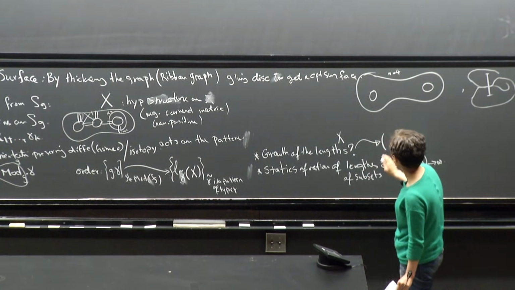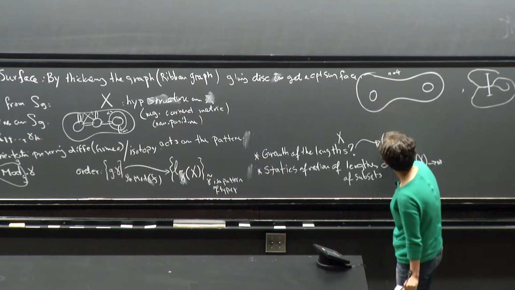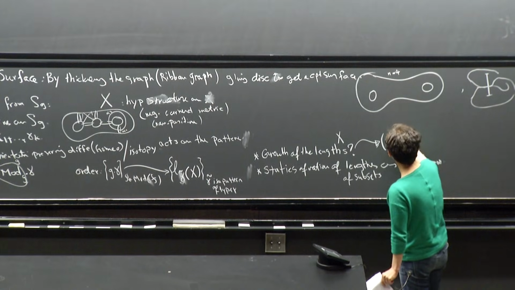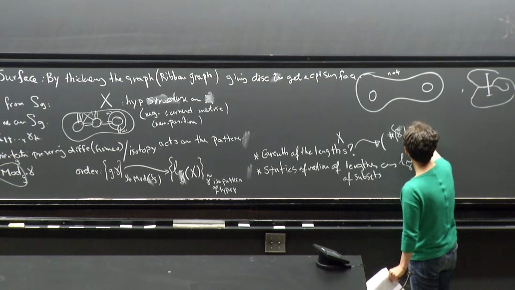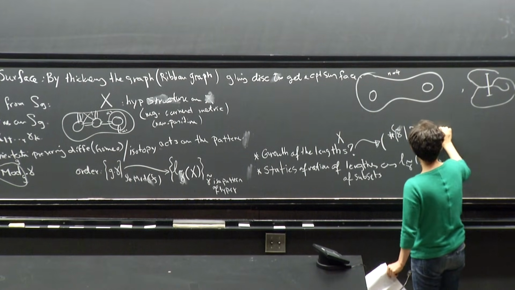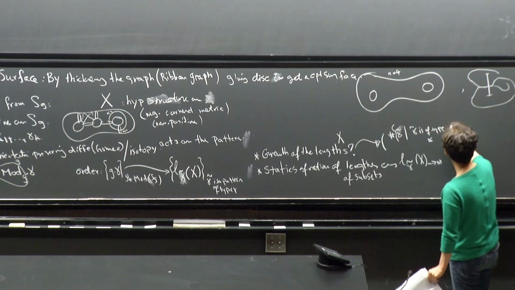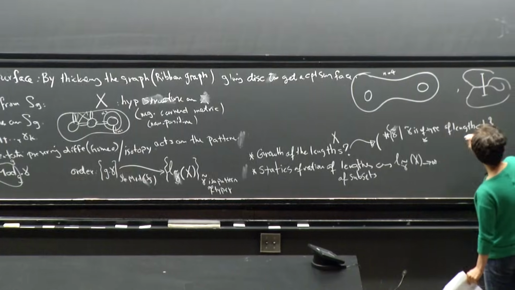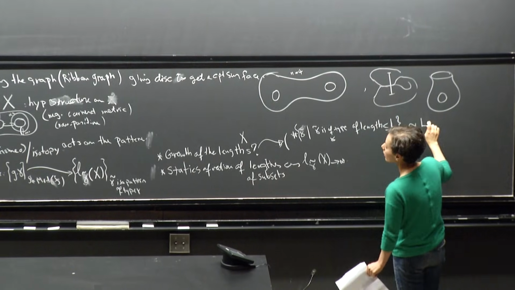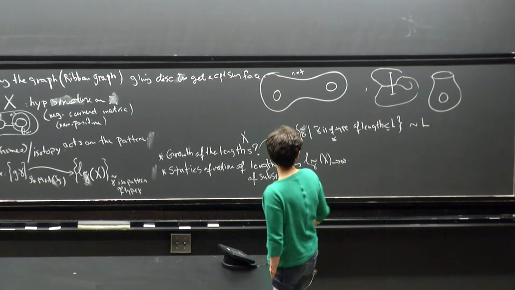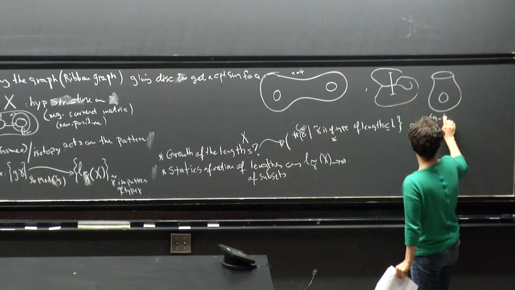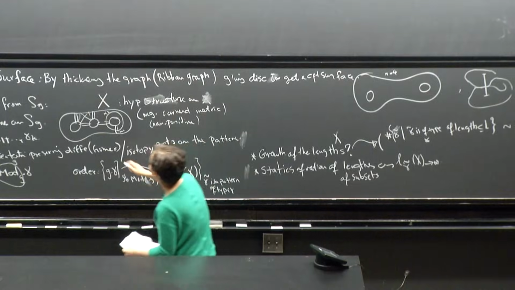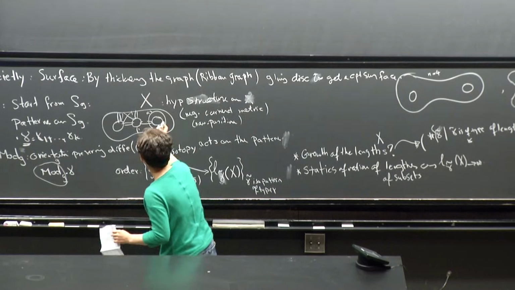And I want to compare this with another result that I will mention. So the number of gamma tilde of type gamma of length less than or equal to L grows like, okay, if you have the genus G, L to the 6G minus 6. So it can be anything you want.